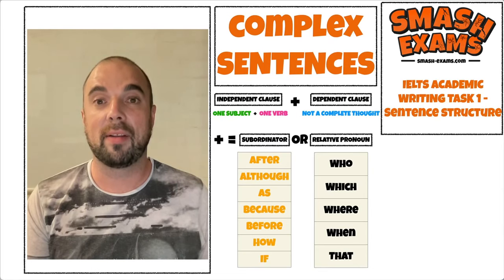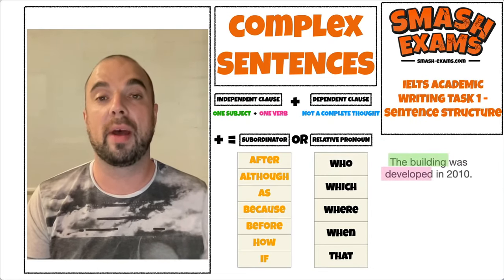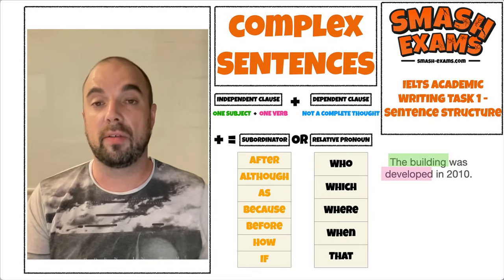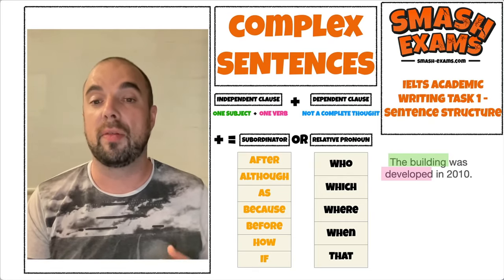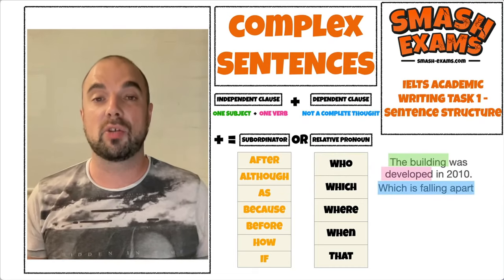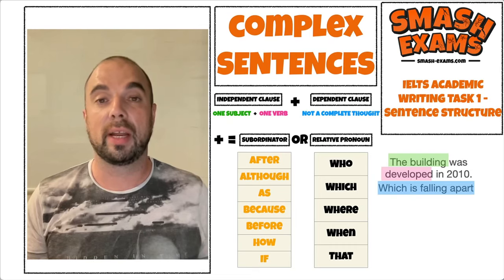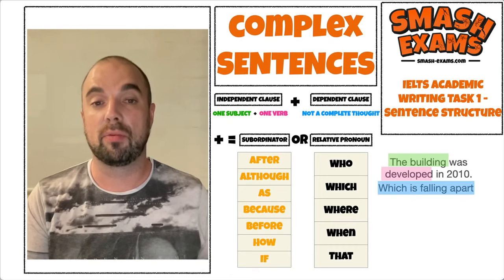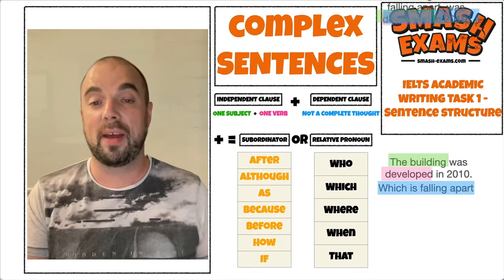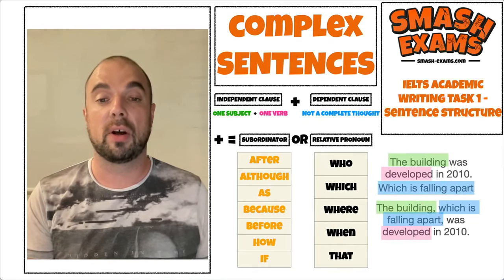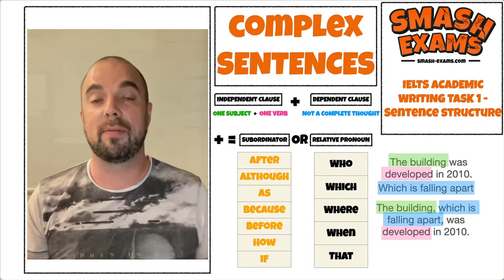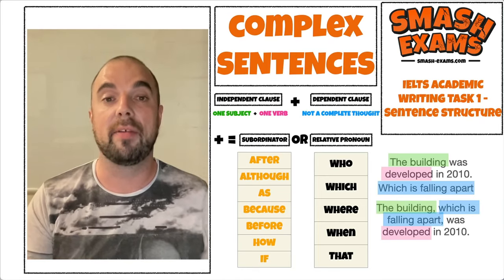So let's have a look at some examples from the IELTS Academic Writing Task. The independent clause, or the simple sentence we used, was: The building was developed in 2010. So if we want to add the extra information, which is falling apart, this is a relative pronoun, a dependent clause. So to mix that together, we could say: The building, which is falling apart, was developed in 2010. So you can see how it adds information and makes your writing more varied.